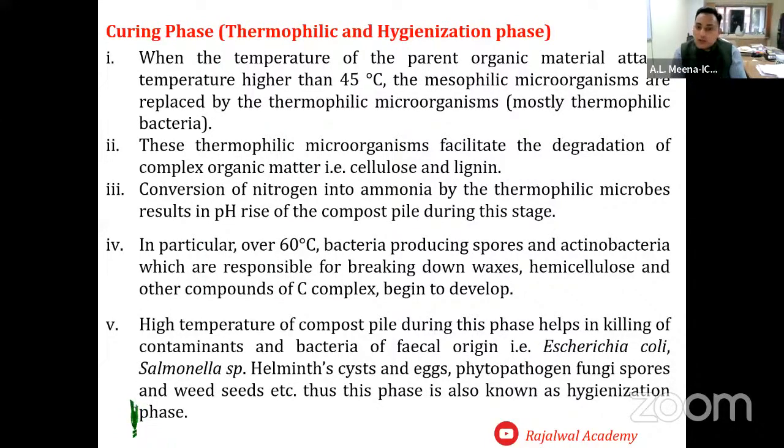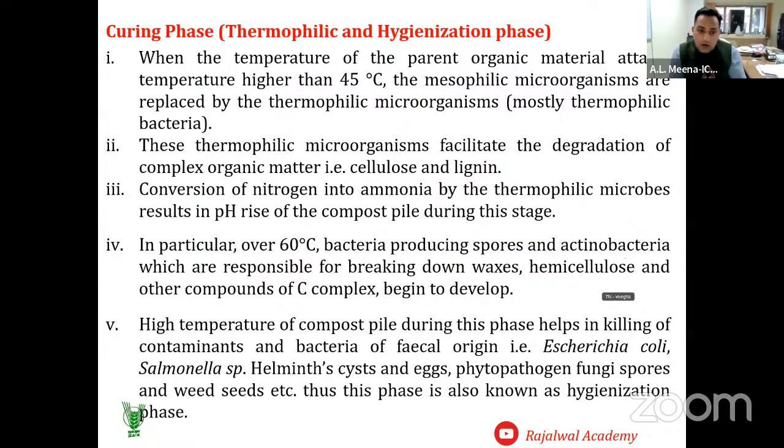Conversion of nitrogen into ammonia by the thermophilic microbes results in the pH rise. In the initial stage, due to the release of low molecular organic acids, the pH will go down, as low as 4 to 4.5. But during the thermophilic phase, the nitrogen will be converted into ammonia, and again the pH will rise to the neutral value, and it will go up to 7 or 7.5.